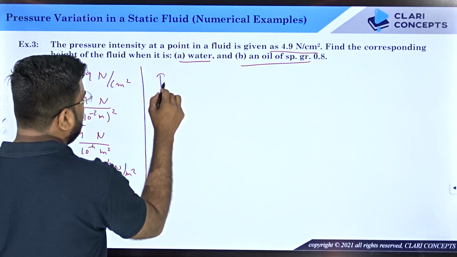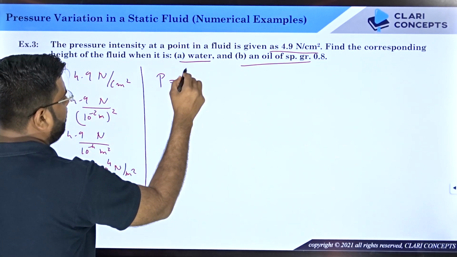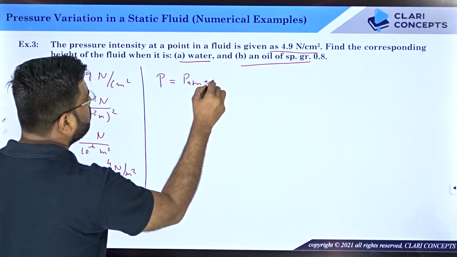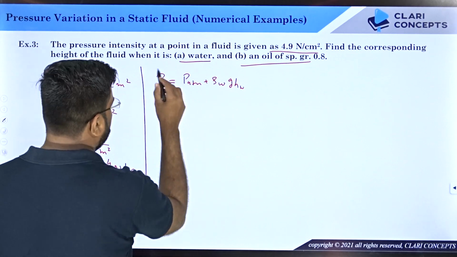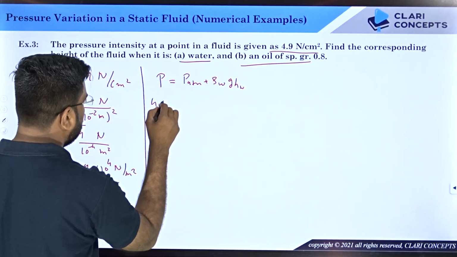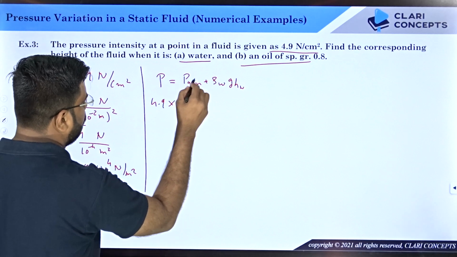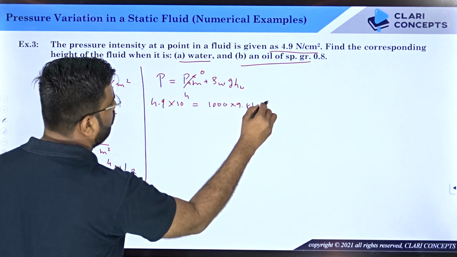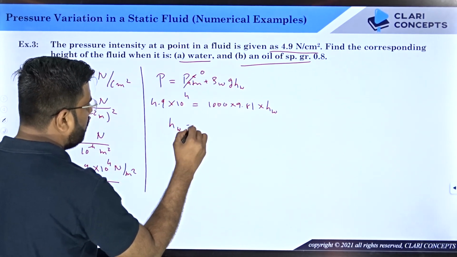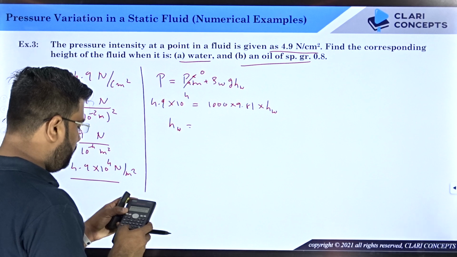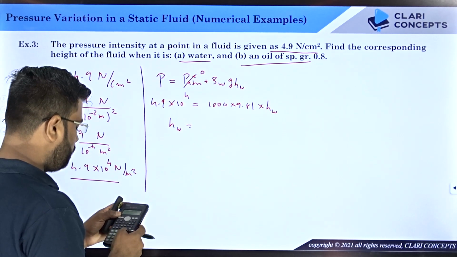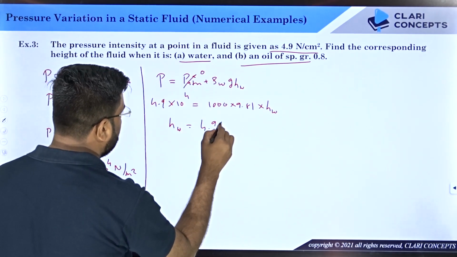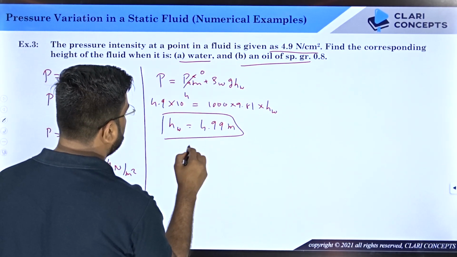So simply we know that pressure at any point will be equal to atmospheric pressure plus rho GH. Normally we take atmospheric pressure to be 0. So pressure atmospheric plus rho of water, G and H of water. Pressure is given to you as 4.9 × 10 raised to 4, equals to, this is 0, directly I'll put 0. Rho of water is 1000, G is 9.81, and I don't know the height of the water column. I need to find the height. So 4.9 ... somewhere around 4.99 meters. This is the water column, answer number 1.